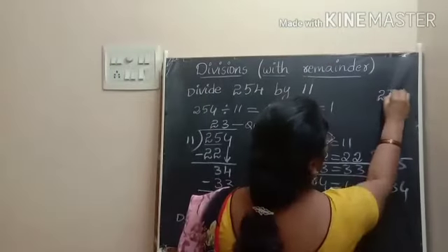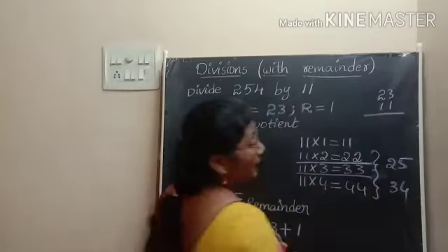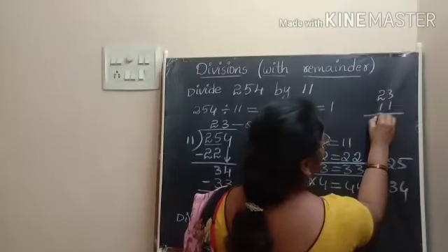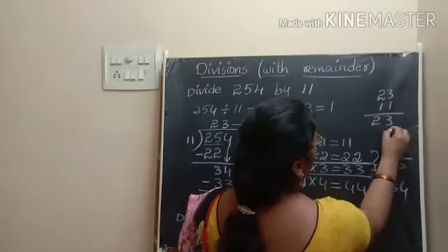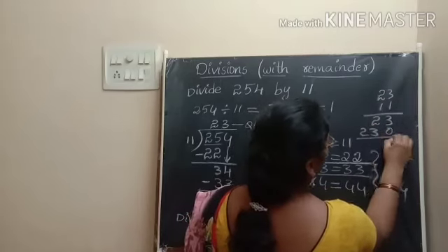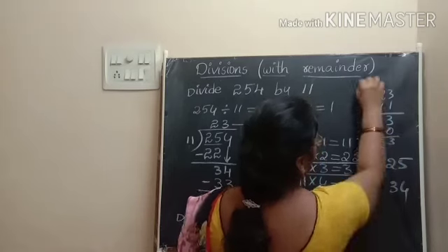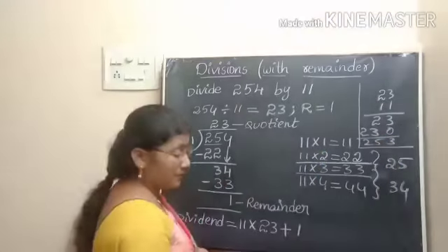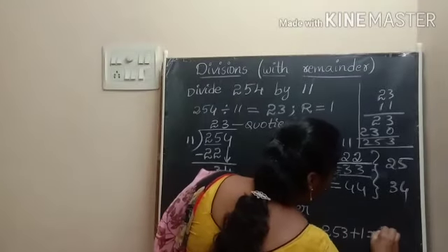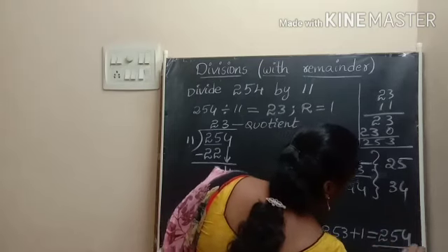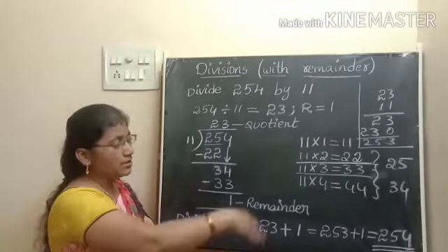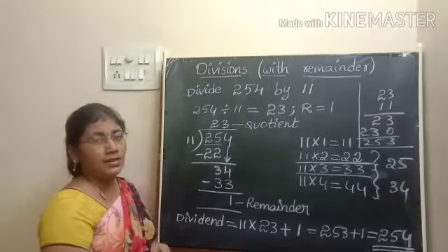Let us see the multiplication. 23 into 11. By multiplying any number with 1, we get the same number. 23 into 1, the same number, 23. Again, here 0, 23 into 1, the same number. So, 3, 5, 2: 253. 253 plus 1 is equal to 254. This is our dividend. Understood, children? So, our procedure is the right procedure.